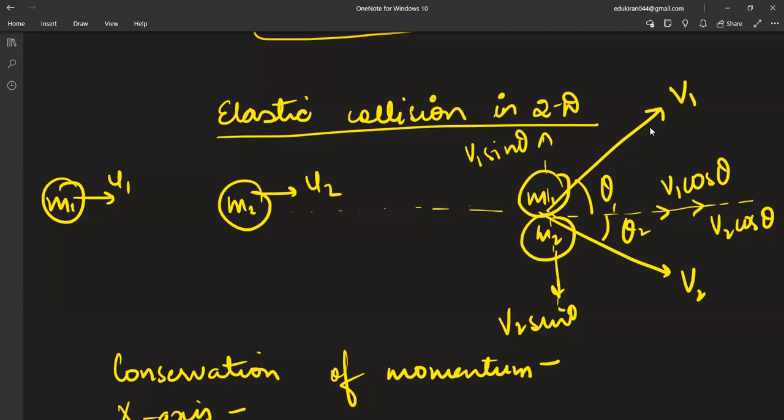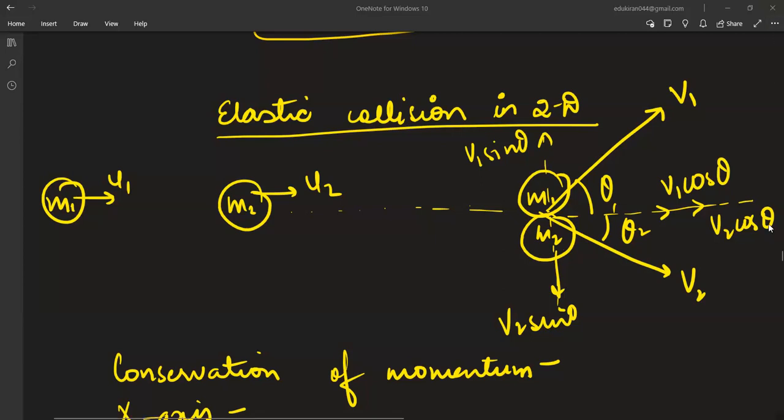Same thing here, M1 is moving with velocity V1, and this is moving with V2. So we'll resolve both the vectors. This will become V1 cos theta, this V2 cos theta. If this is V1, we are resolving along the axis. This becomes cos theta because the angle is made with the axis, so that is V1 cos theta, and the perpendicular to it is V1 sin theta. Similarly, you have V2 cos theta and V2 sin theta.